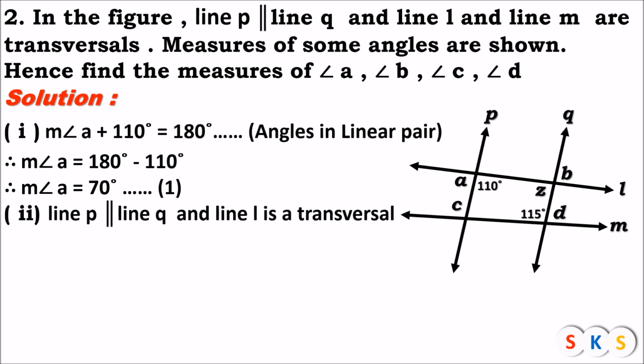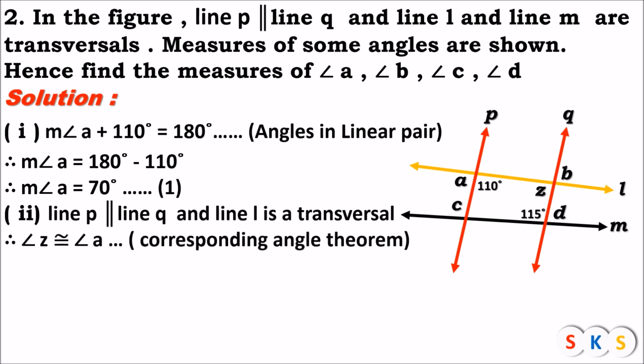Here line P and line Q are parallel and line L is a transversal. Look at this figure. Line P and line Q are parallel. You can see the red color one line, and line L is transversal of those two lines. Therefore, angle Z is congruent to angle A, because they are corresponding angles.